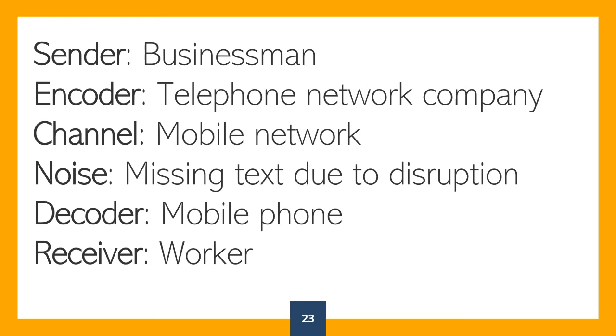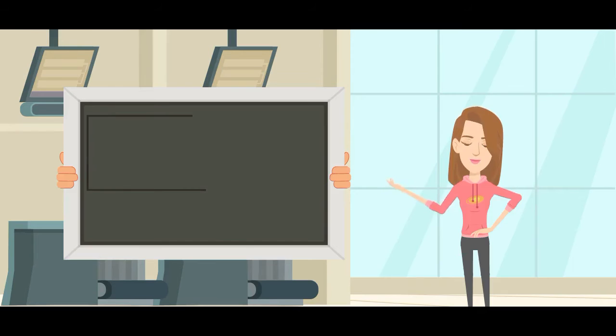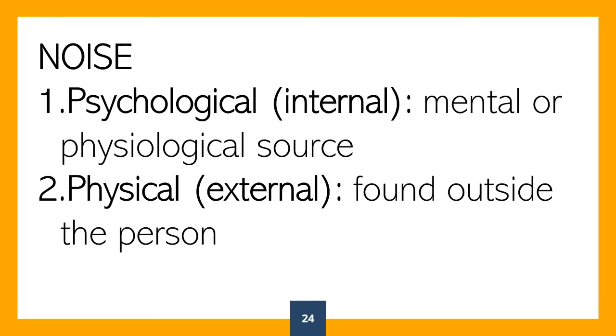The transmission error is the noise in this case. The feedback lets the businessman know that the message reached incomplete. The receiver gets the chance to get the full message only after his feedback. When we talk about noise, it could be psychological or physical. When it is psychological, it has mental or physiological source. However, if it's physical, it is found outside the person.